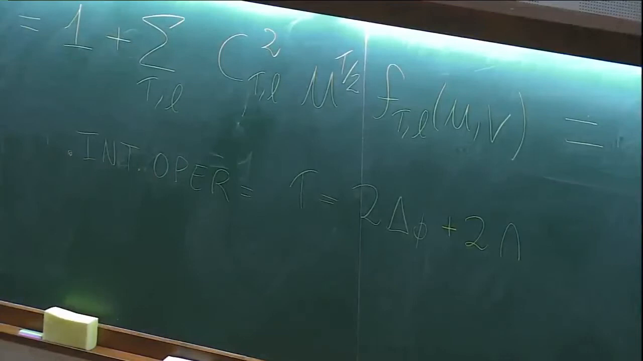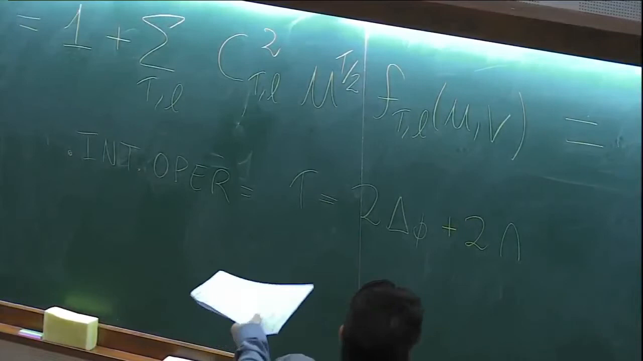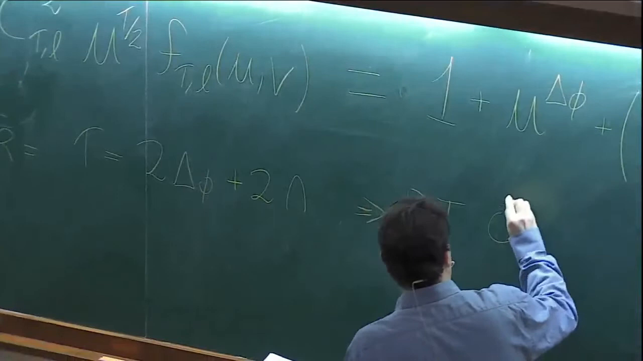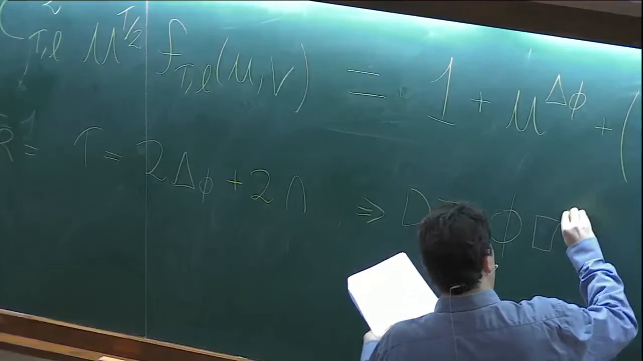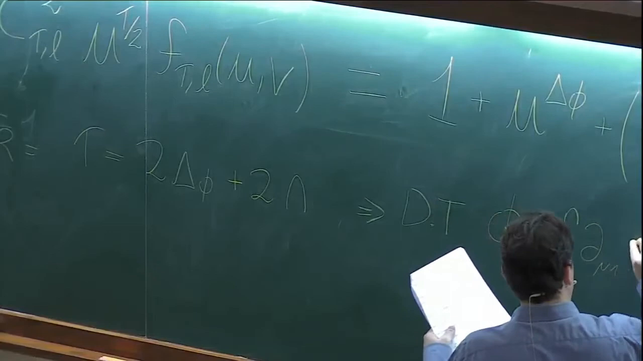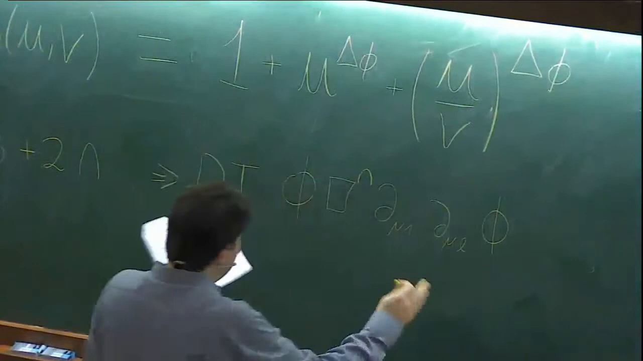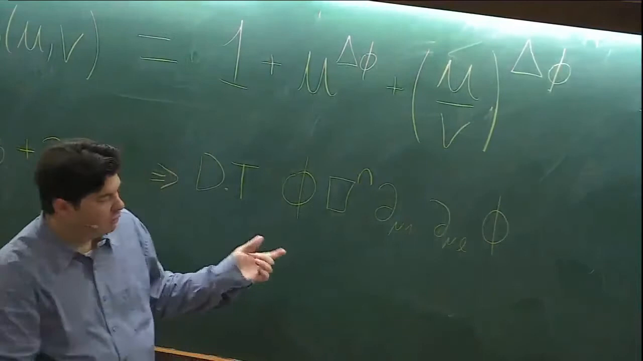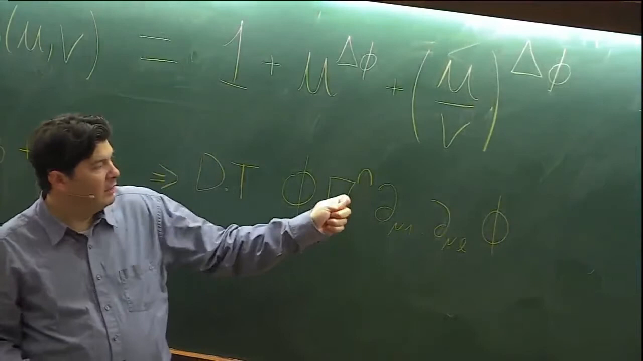And now, these have an interpretation. The operators that have these twists are double trace or double twist operators and are operators of the form phi box to the n, with box being d mu d mu, and then d mu 1 through d mu L acting on phi. So this is a little schematic, of course, but the important point is that the operators are these sort of operators. They have a spin L, and they have dimension 2 delta phi from here and here, plus 2n plus L, or twist without the plus L. Is that okay?